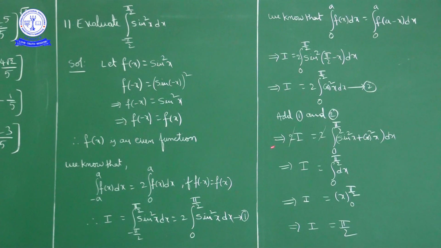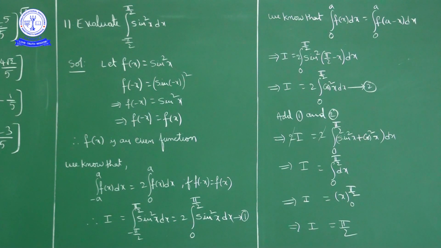So 2 cancels on both sides. So I is equal to integral 0 to pi by 2 sin square x plus cos square x, which is how much? 1. So 1 dx. So I is equal to integral 0 to pi by 2 dx. Integration of dx is what? x, lower limit 0, upper limit pi by 2. So I is equal to how much? Pi by 2 minus 0, pi by 2. Okay, that is the final answer.